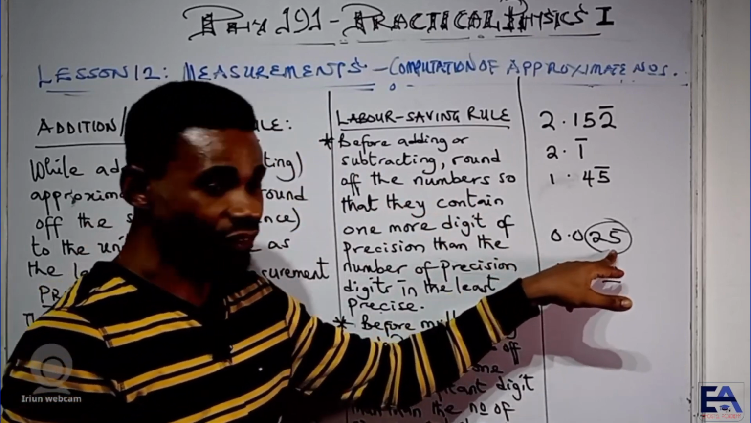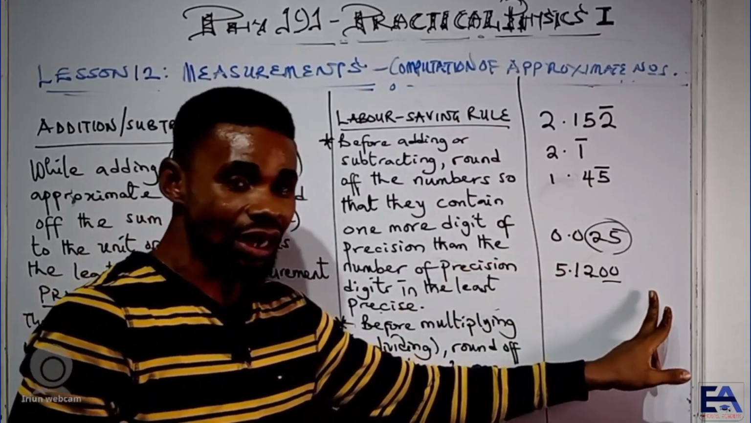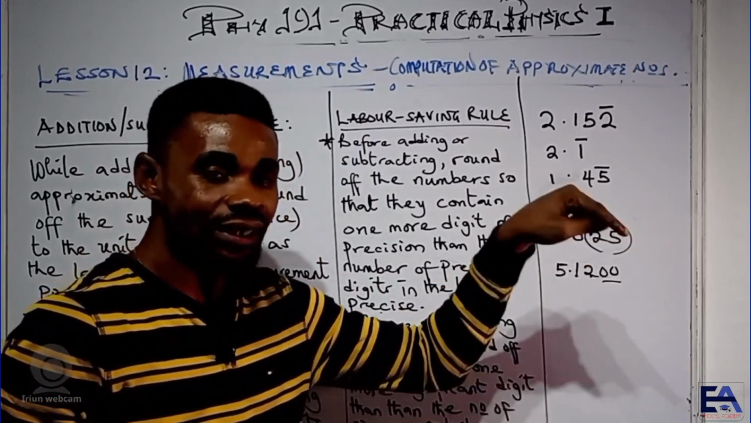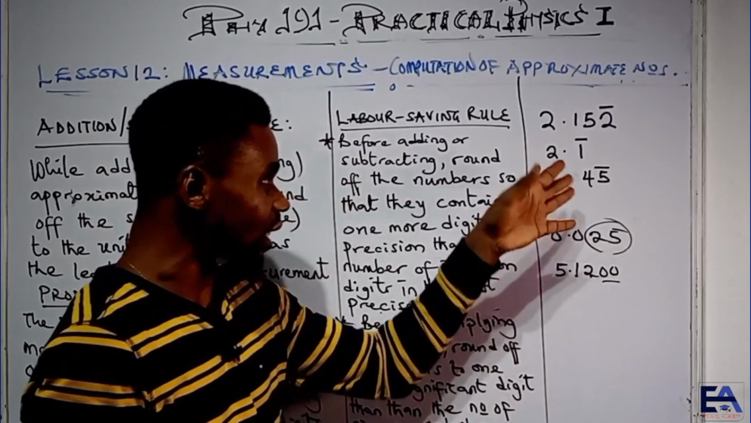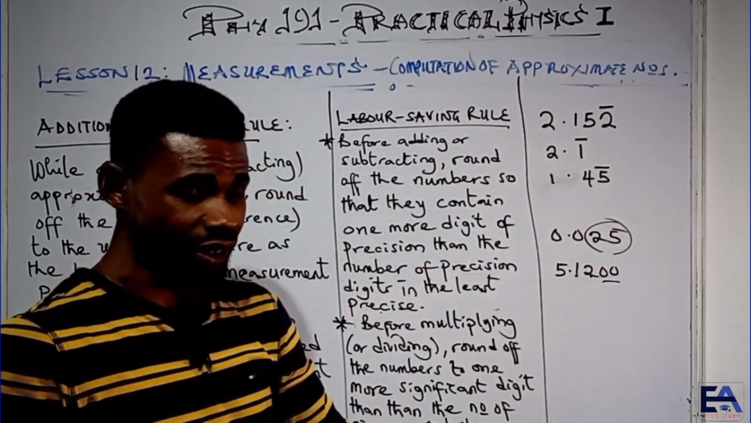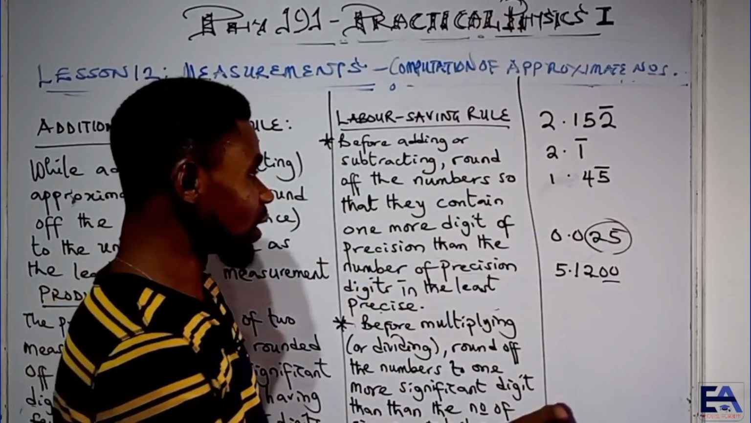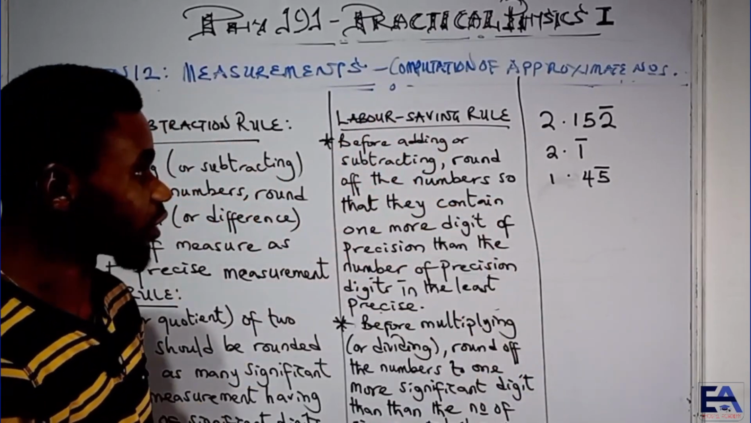So this one has 5 significant digits. This one has only 2 significant digits because the zeros that came before are not significant, but zeros that come after the number are significant. And all non-zero digits are significant. Do you understand that? It is important for you to take note of that. Okay, now let's go back to this discussion.